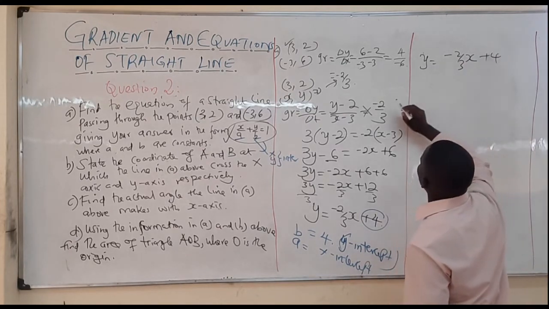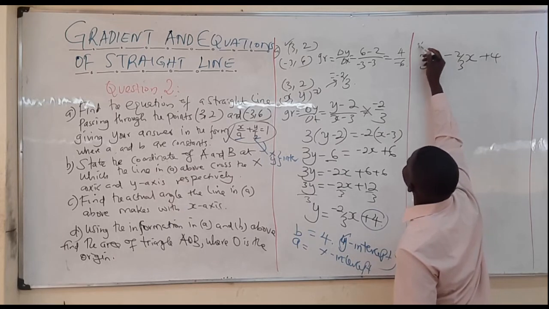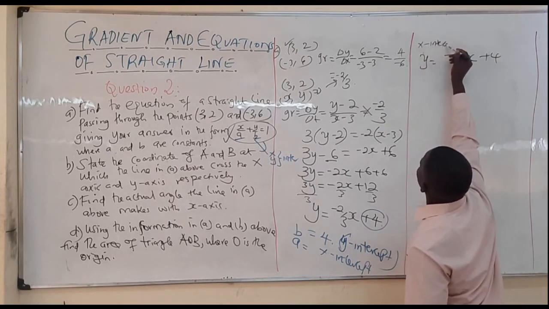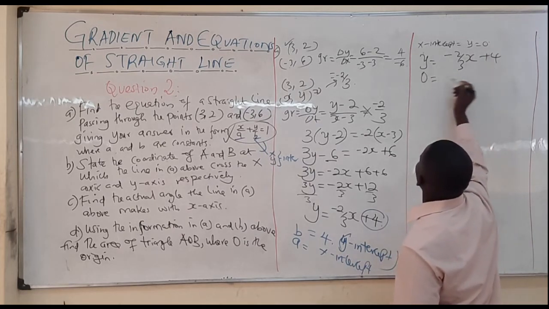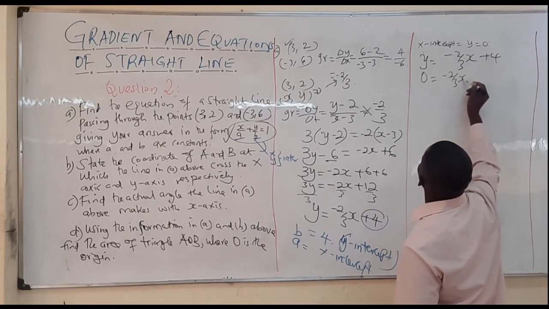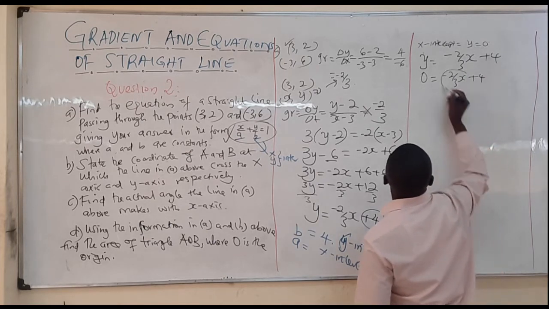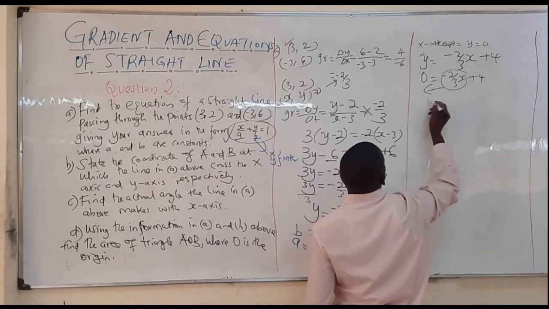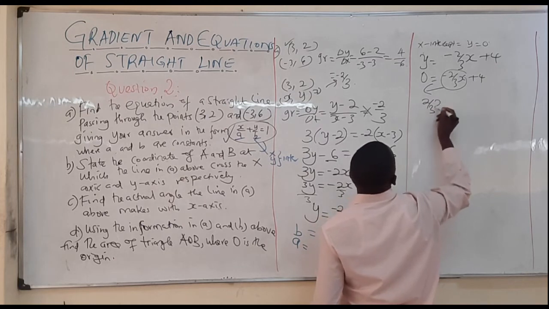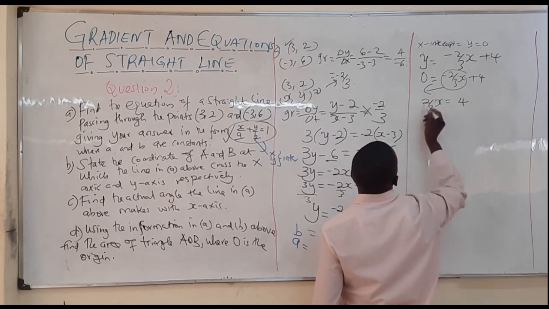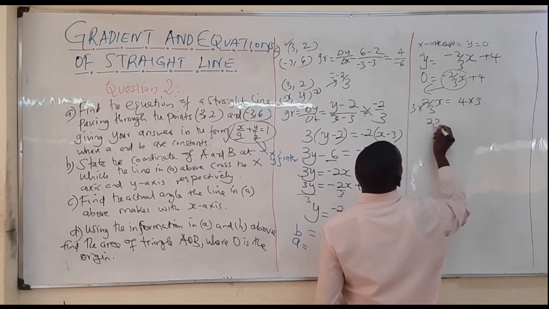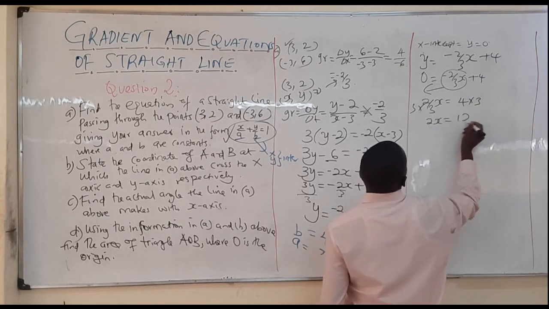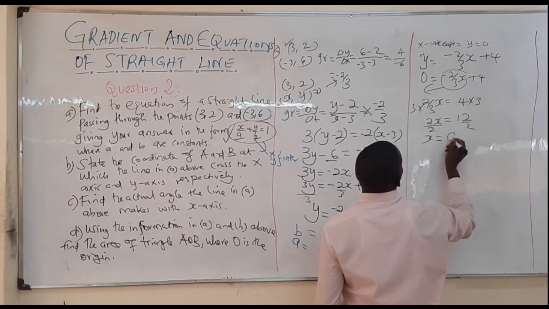Then we know that at the x-intercept, y is equal to 0. So 0 is equal to minus 2 over 3x plus 4. You can take this to the other side of the equation, so we have positive 2 over 3x equals 4. We multiply by 3 on both sides, and then we have 2x equals 12, then divided by 2, x equals 6.